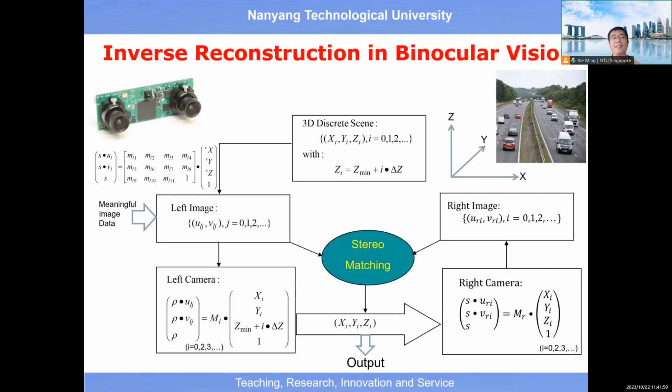Right. Okay. And this slide highlights to you the perception capability of the autonomous vehicle in the 3-dimensional space.